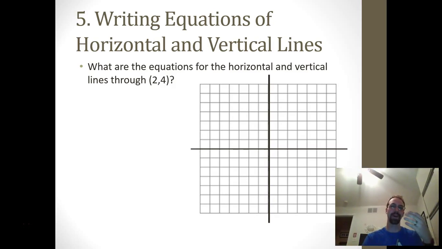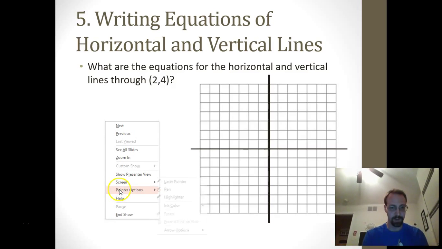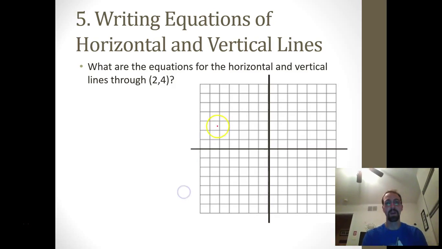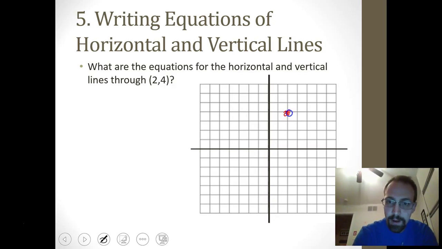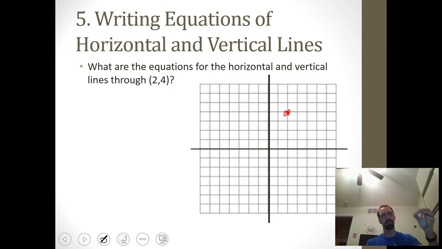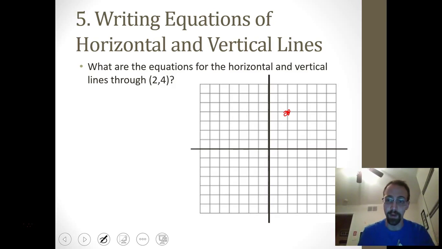Sweet. So here's what we got. We have writing equations of horizontal and vertical lines. What are the equations for the horizontal and vertical lines through (2, 4)? Well, first, we change our pointer to a pin. Alright, so I'm going to plot (2, 4) on this. Right there. So that's where (2, 4) is on this graph. And that's important to know because we're going to make both a horizontal and a vertical line.